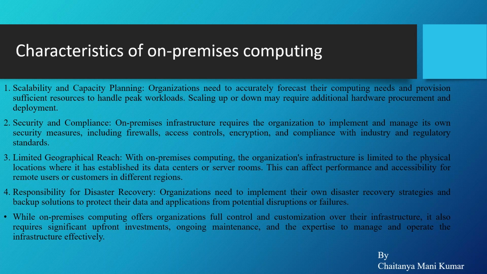Ongoing maintenance. So when the servers are running, suddenly there is a problem in the RAM. We have to change the RAM. That is what ongoing maintenance is. So who has to bear the expenditure? Obviously, the company has to bear the expenditure. And the expertise to manage and operate the infrastructure effectively: we need to have very good knowledge whenever we are working for a company, very good knowledge of the servers and how they work with the applications. So these are the characteristics of the on-premises environment, and these are the problems that you will be affected with in the on-premises environment. So any questions about this?